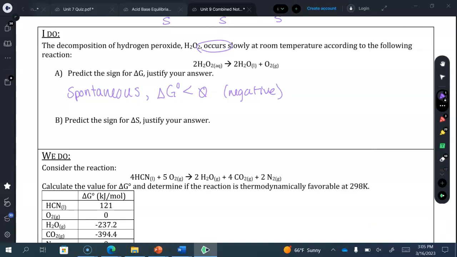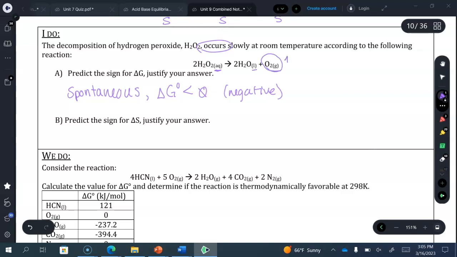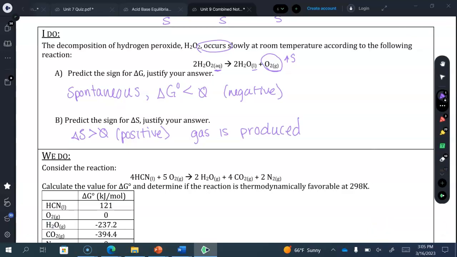Okay, now we're going to predict the sign for delta S. We look at this, we go from aqueous to a liquid and a gas. We know gases have the highest entropy value, so that means that we are increasing in overall entropy. So our delta S term is greater than 0, or positive, and this is because gas is produced, and it has the greatest entropy, so entropy is increasing.